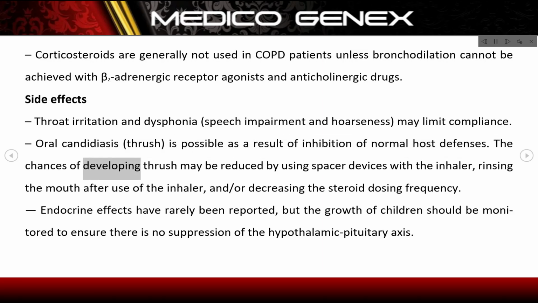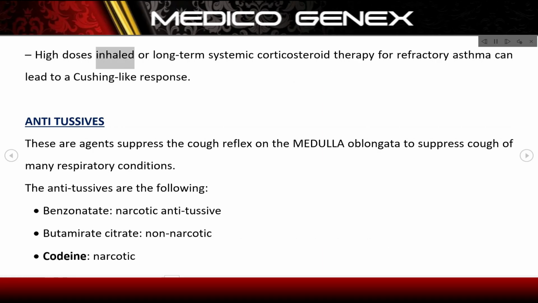The chances of developing thrush may be reduced by using spacer devices with the inhaler, rinsing the mouth after use of the inhaler, and/or decreasing the steroid dosing frequency. Endocrine effects have rarely been reported, but the growth of children should be monitored to ensure there is no suppression of the hypothalamic-pituitary axis. High doses of inhaled or long-term systemic corticosteroid therapy for refractory asthma can lead to a Cushing-like response.